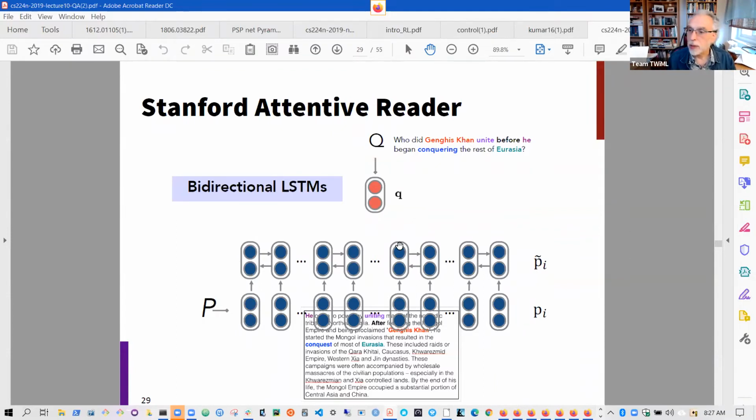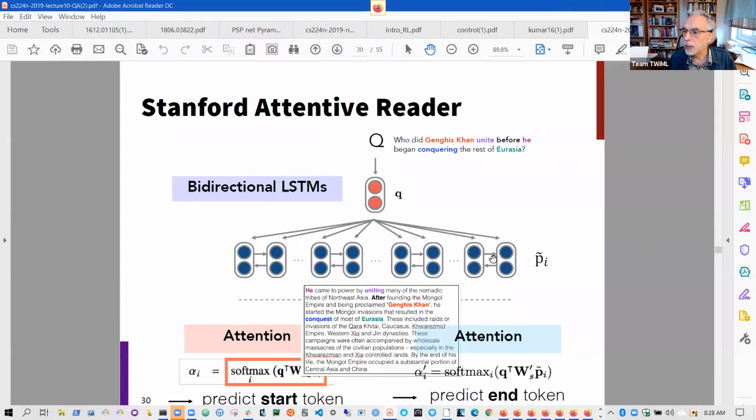So now they go into a little bit more detail. Apparently the way they do it is they just build a model that implicitly looks to match the start and the end word. In other words, you're looking to pick out a span of the passage that answers the question. One way to do that is to pick out the start word and then pick out the end word. And then all the words from the start word to the end word are the answer to the question. So that's what this Stanford Attentive Reader does. It builds a model that implicitly picks out the start word and the end word.